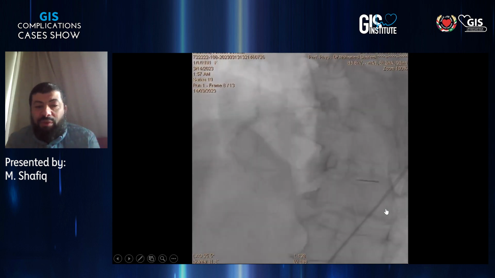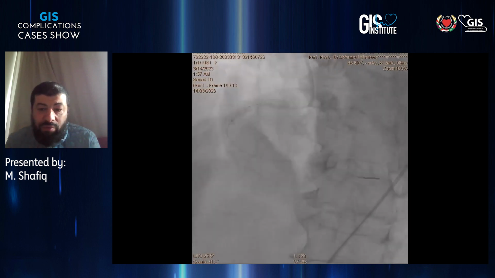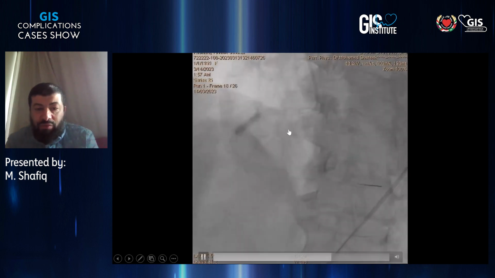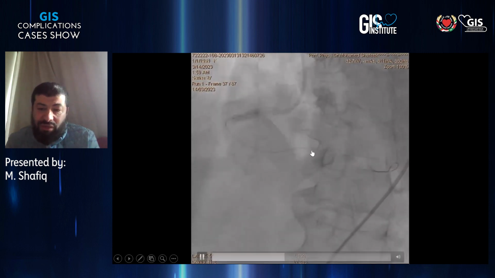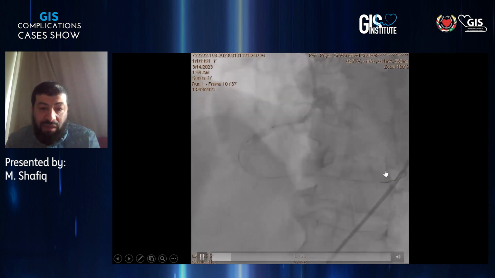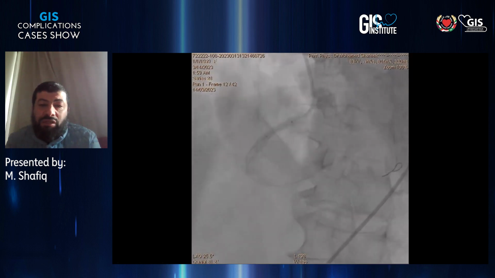And now we can see this loop is going sideways. It's going in the PL, not in the PDA, and the loop went very distal. We were concentrating here on the stent, all of the attendees. You can see where the loop went. It went inside the pericardium. It worked like a knife to go through this branch.